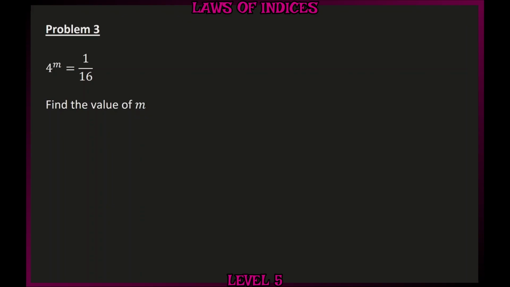In problem 3, we're told that 4 to the power of m is equal to 1 over 16, and we need to find the value of m. Now, in order to use our laws of indices, we need to write each side of the equation as a power of the same number. And we can see that 4 and 16 can both be written as powers of 4. So starting there, 4 to the power of m is equal to 1 over 16, becomes 4 to the power of m is equal to 1 over 4 squared.